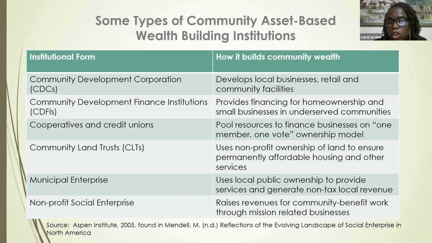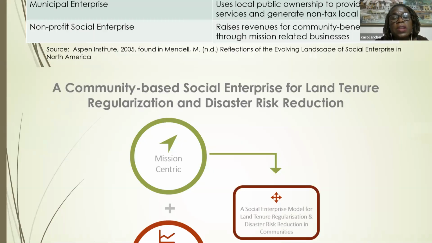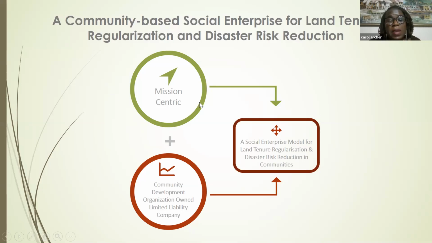And so the issue of land ownership had to be given some consideration, which we are actually now working through. And I would be happy to discuss with you how best to go about establishing a community land trust for an informal community. What we are proposing, based on the research that Ms. Jackson and I have done, is a model that was mission-centric, that focused on a community development organization that would own a limited liability company, and they would develop a social enterprise model that will help to offset the cost associated. So the land would be in trust to the community-based organization, but it would also be a social enterprise model.